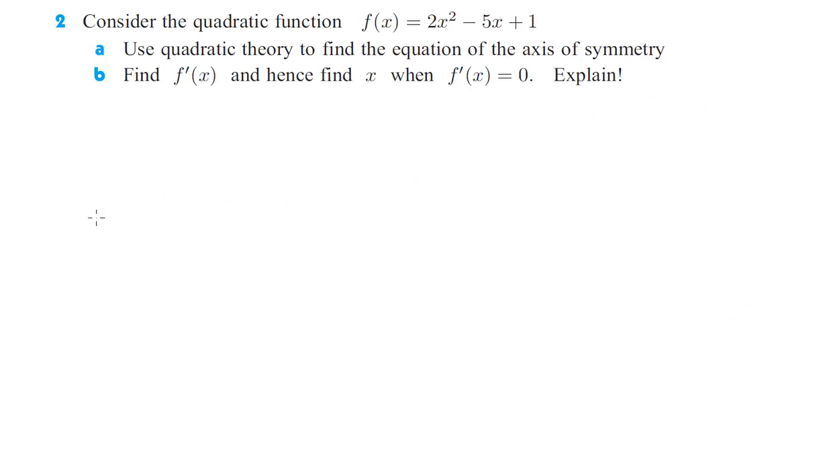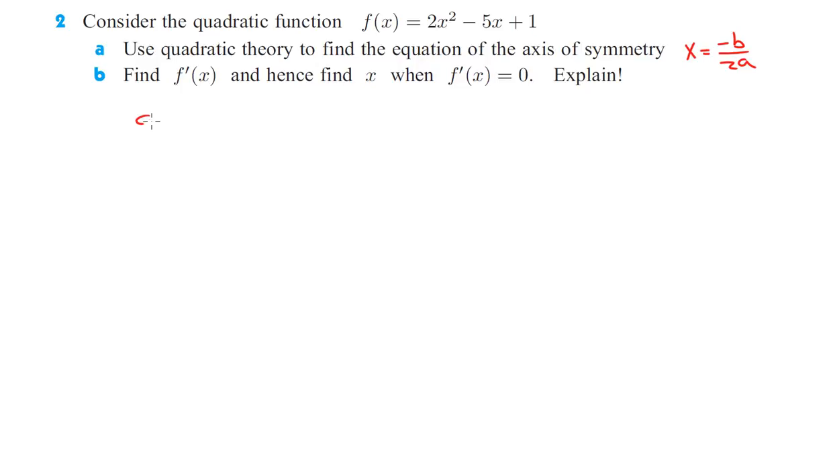Number 2. Consider the function. Use the quadratic theory to find the equation of the axis of symmetry, and then find f prime of x, the derivative, and hence find x when the derivative equals 0, and explain yourself. Alright, so quadratic theory, what I'm pretty sure they're getting at here is we know that x equals -b over 2a. That's how we find our axis of symmetry, negative b over 2a.